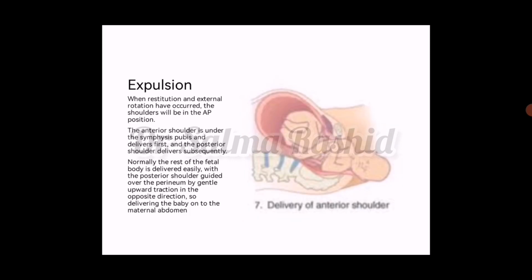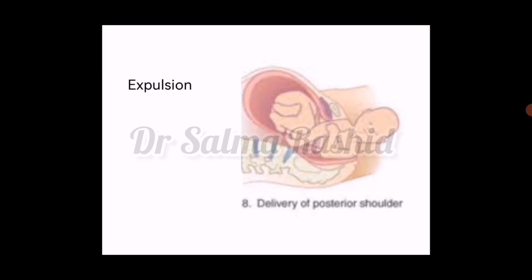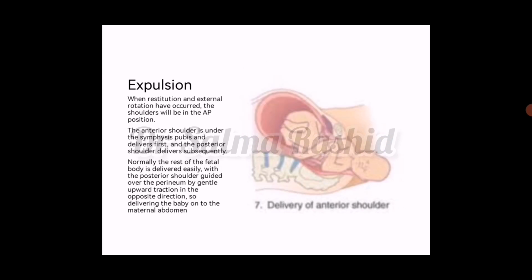Then comes the expulsion. When restitution and external rotation have occurred, the shoulders will be in the anterior posterior position. The anterior shoulder is under the symphysis pubis and delivered first, as seen in the picture, and the posterior shoulder delivers subsequently, as you can see in this picture. Normally, the rest of the fetal body is delivered easily, with the posterior shoulder guided over the perineum by gentle upward traction in the opposite direction, so delivering the baby on the maternal abdomen.